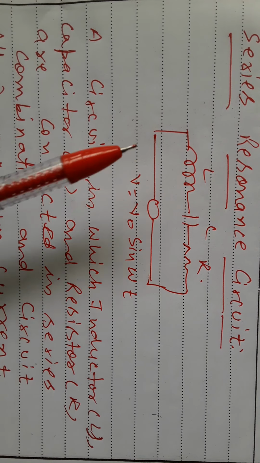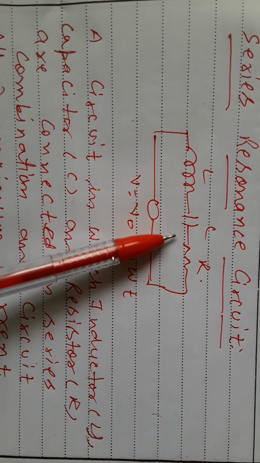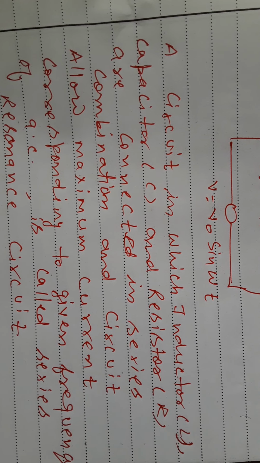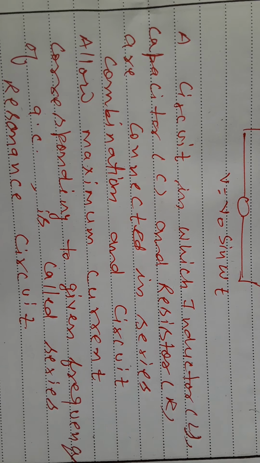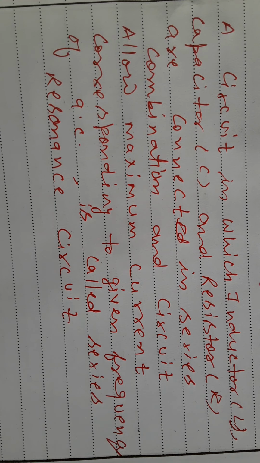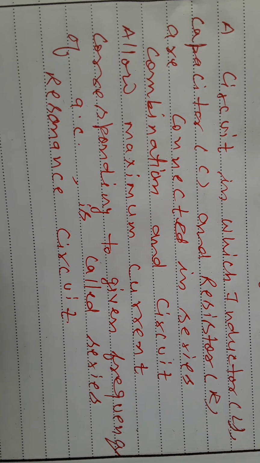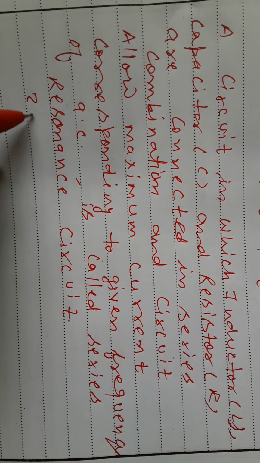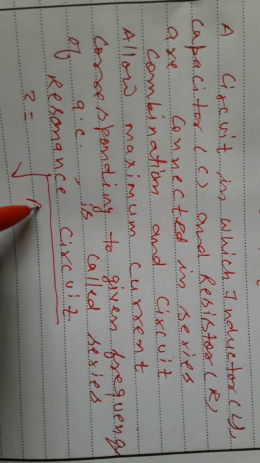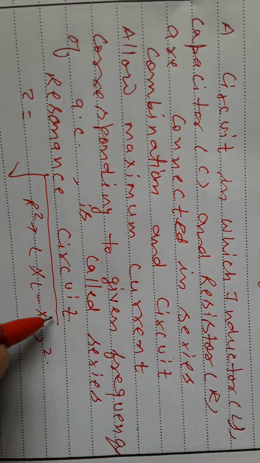Now, if the LCR is connected in series combination and this circuit allows maximum current at a particular frequency, then that frequency is known as the resonant frequency. In the LCR circuit we have done, for the impedance we have written Z is equal to under root R square plus XL minus XC whole square.